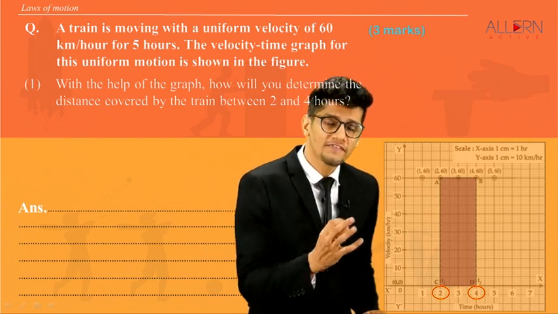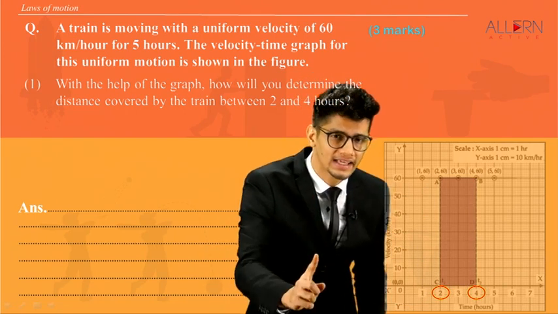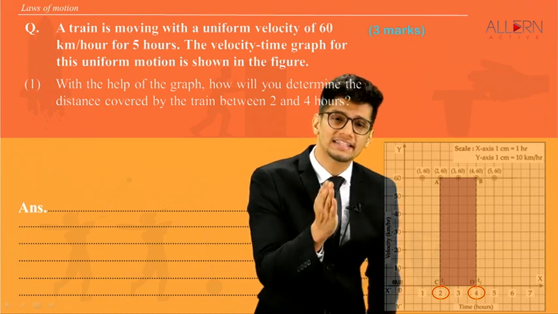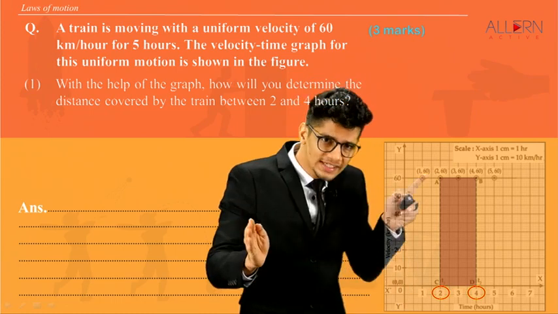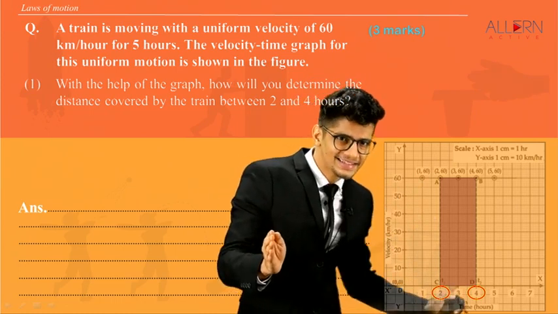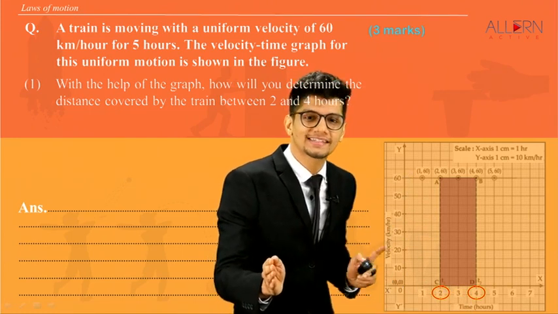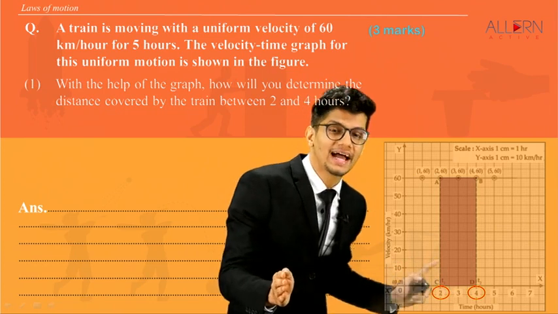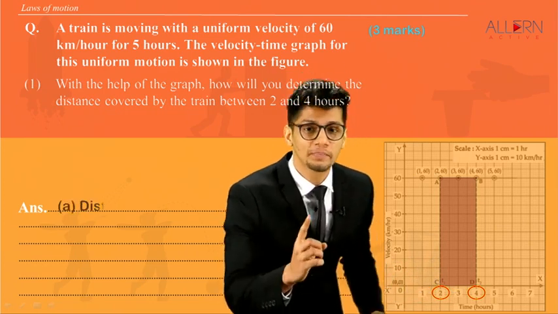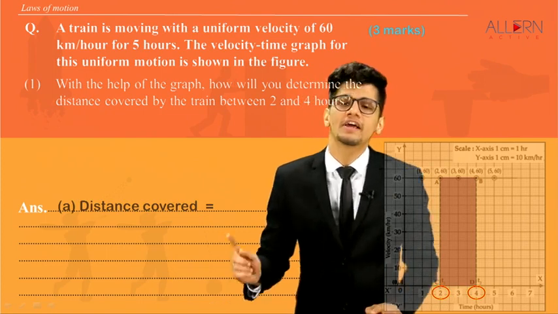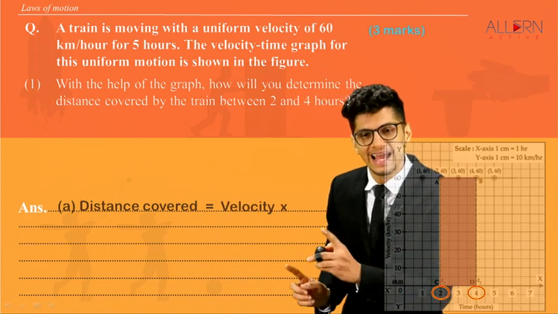So that means we have to find the area of the rectangle, but the area of a rectangle is length into breadth. So this is the length and this is the breadth, but this length is actually velocity, that is on the y-axis, and the breadth is nothing but time, that is on the x-axis. So that means to find the distance covered, we have to multiply velocity and time.